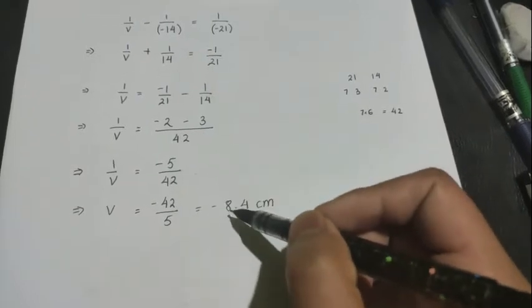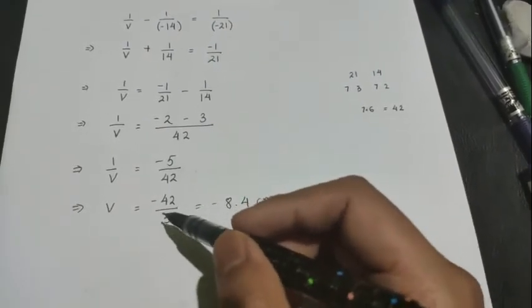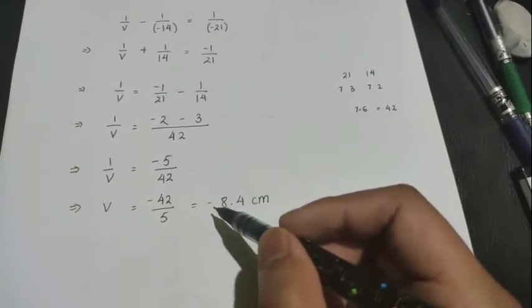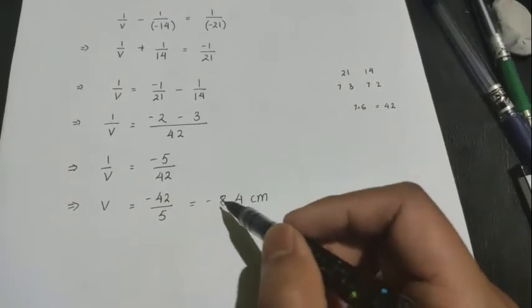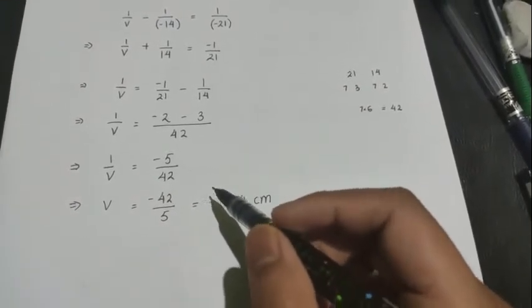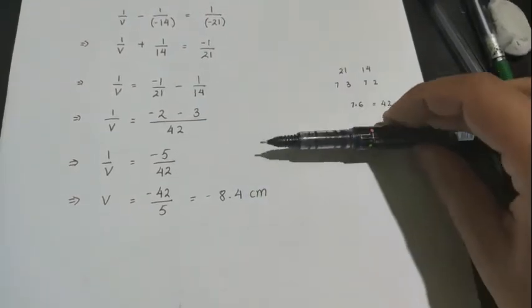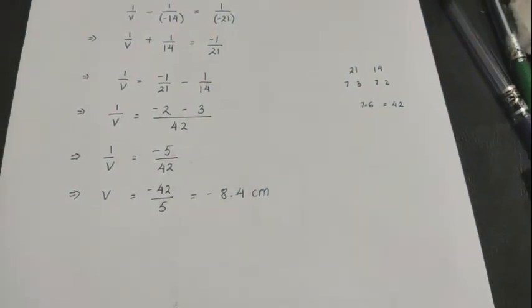So 5 8s are 40. Remainder 2, put a decimal, 20, 5 4s are 20. So your image distance, or your image, will be formed at 8.4 centimeter. And what does this negative sign mean? It means that your image will be formed in which direction? From right to left, that is in front of your lens.